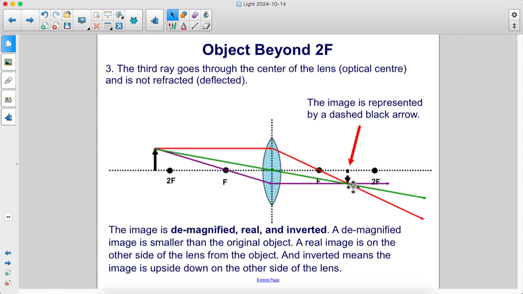The image is represented by a dashed black arrow. The image is demagnified, real, and inverted. A demagnified image is smaller than the original object. A real image is on the other side of the lens from the object, and inverted means the image is upside down on the other side of the lens.